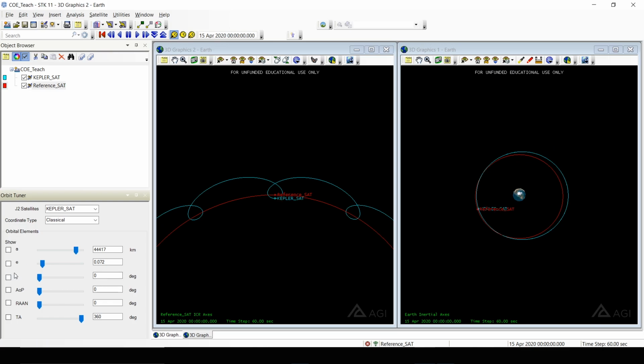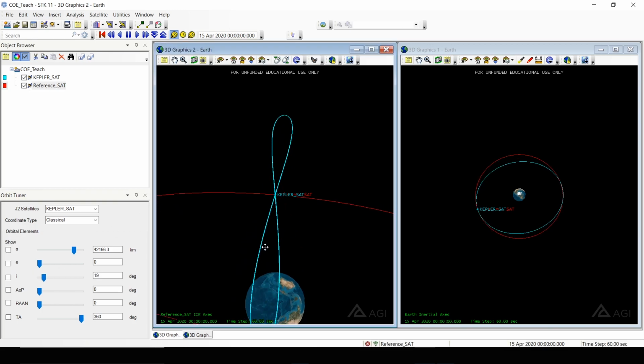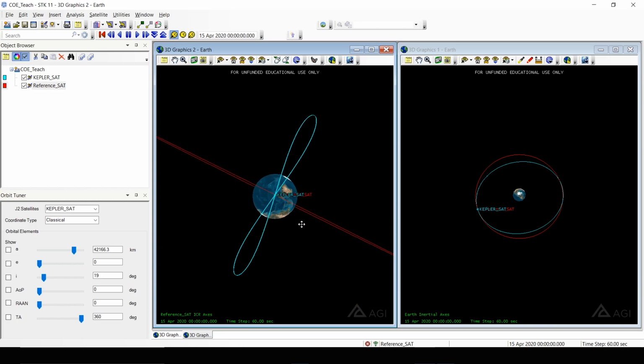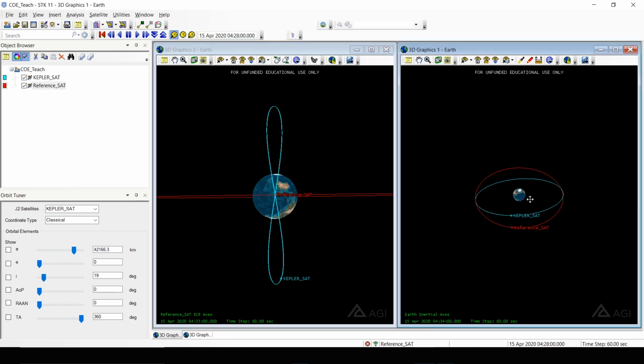What about inclination and right ascension of the ascending node? What do those do? Well, to see those, let's just return to our original starting location, and let's go ahead and add some inclination. Wow, look at that. So now instead of that in-plane motion that we were seeing from before, we're now seeing out-of-plane motion or cross-track motion. And if we go back to our 3D graphics window, the impact of the inclination is leading to a tilt in the orbit, which you can kind of see here.